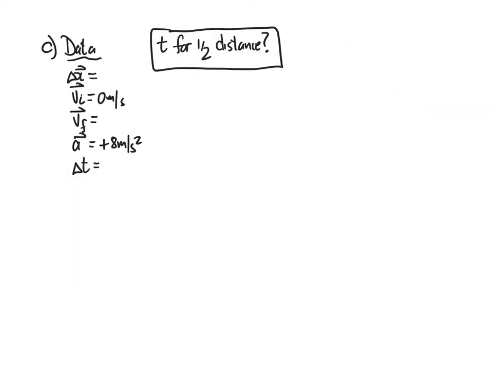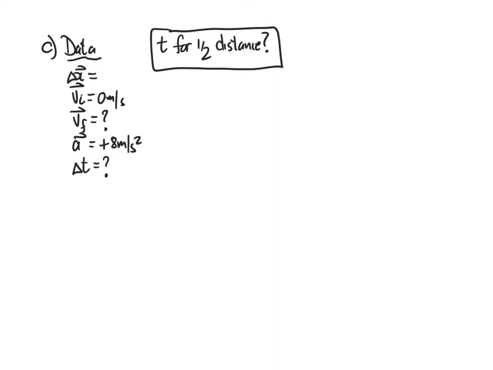Now in C, we are asked to work out the time it would take for the object to cover half the distance. Now one's got to be very careful. You need to go back to your data table and you need to redo it. The initial velocity is still 0 meters per second. The acceleration is 8 meters per second squared. But the time now is what we are looking for. It's not the 4 seconds. And V final will be different.